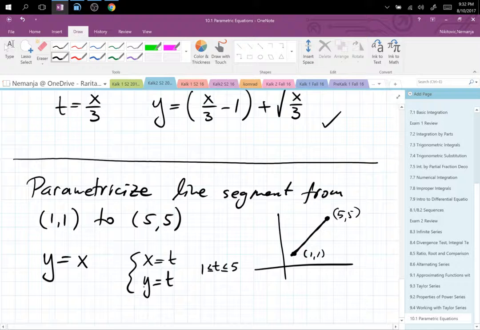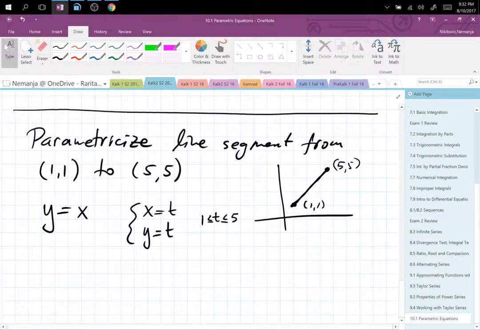So here is your parametrization for this line, right? Your t needs to be between 1 and 5, and you see that you're getting x equals 1 and y equals 1, and then eventually x equals 5 and y equals 5, to satisfy both points. But you actually have everything else in between, and x is always equal to y on this straight line.